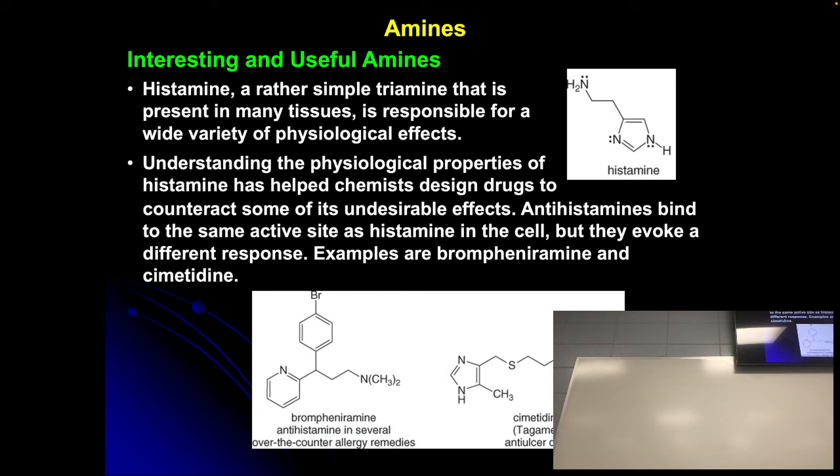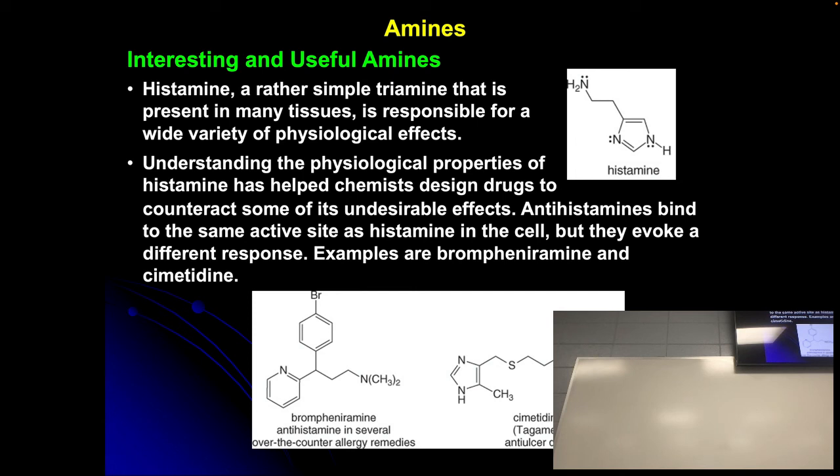This amine right here is called histamine. Immune system. In the immune system. What does it do for you? Allergy season, it drives you crazy, doesn't it? Right? And so what kind of amine is it? It's a primary amine, right?